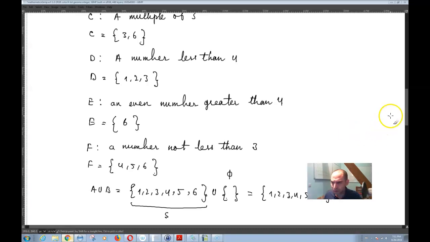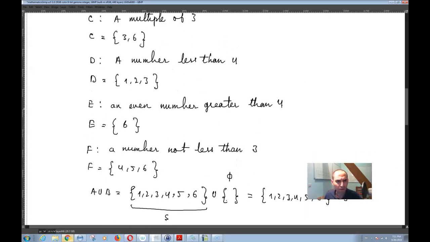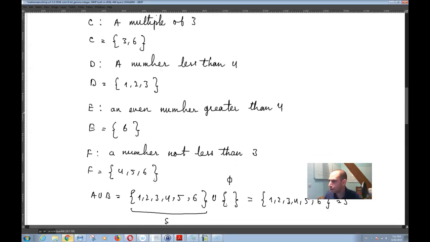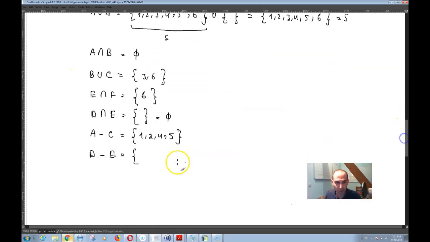So D minus E is basically again... Now since you cannot find 6 in this set, then you will get the set D itself, meaning that you will get 1, 2, and 3.